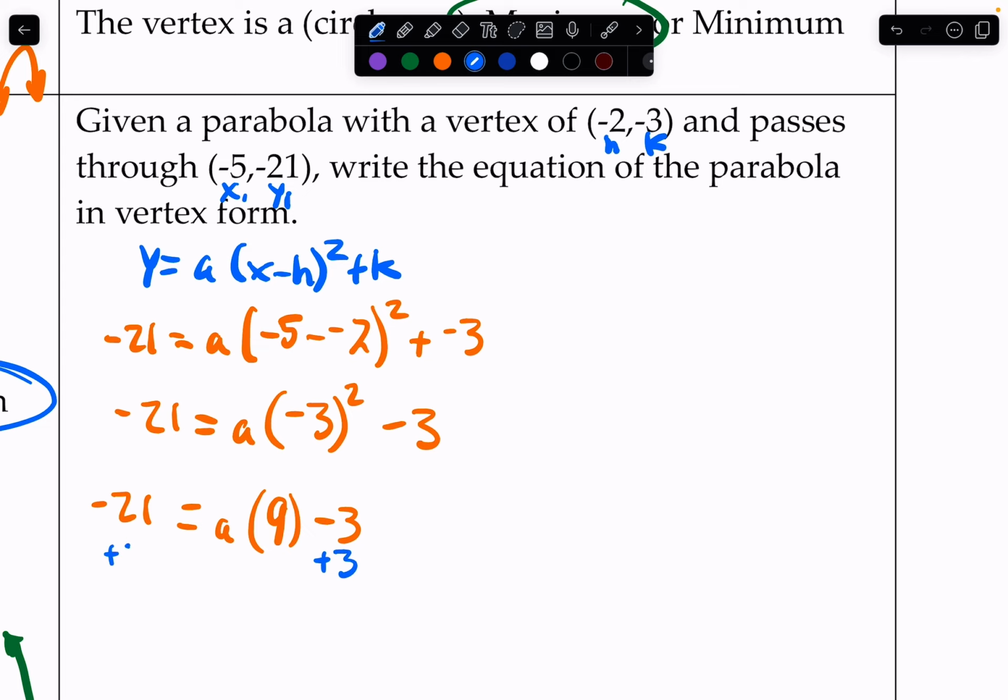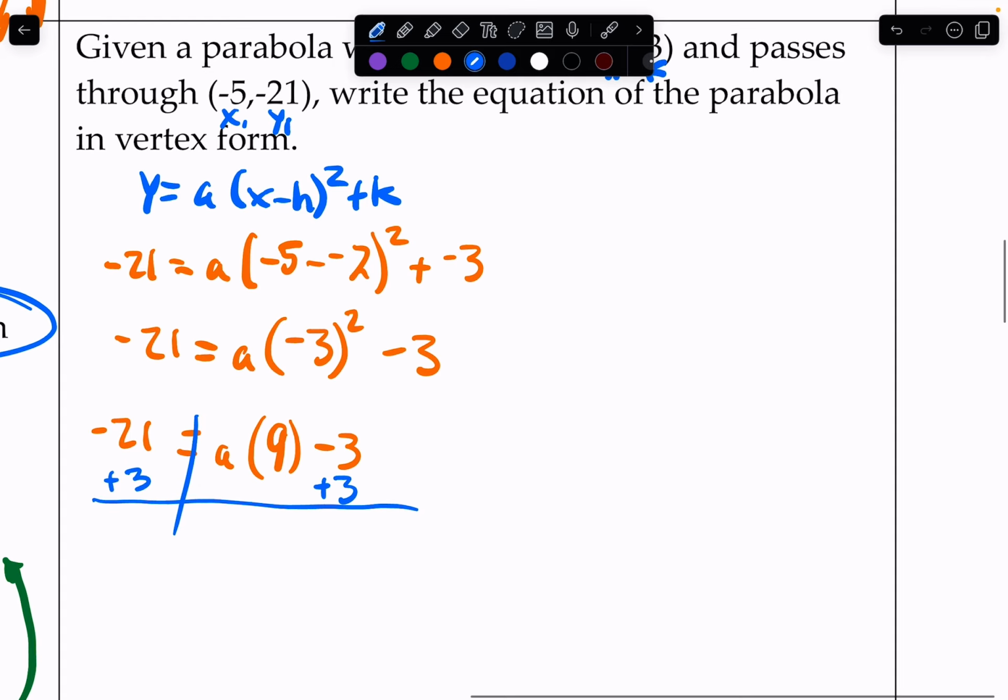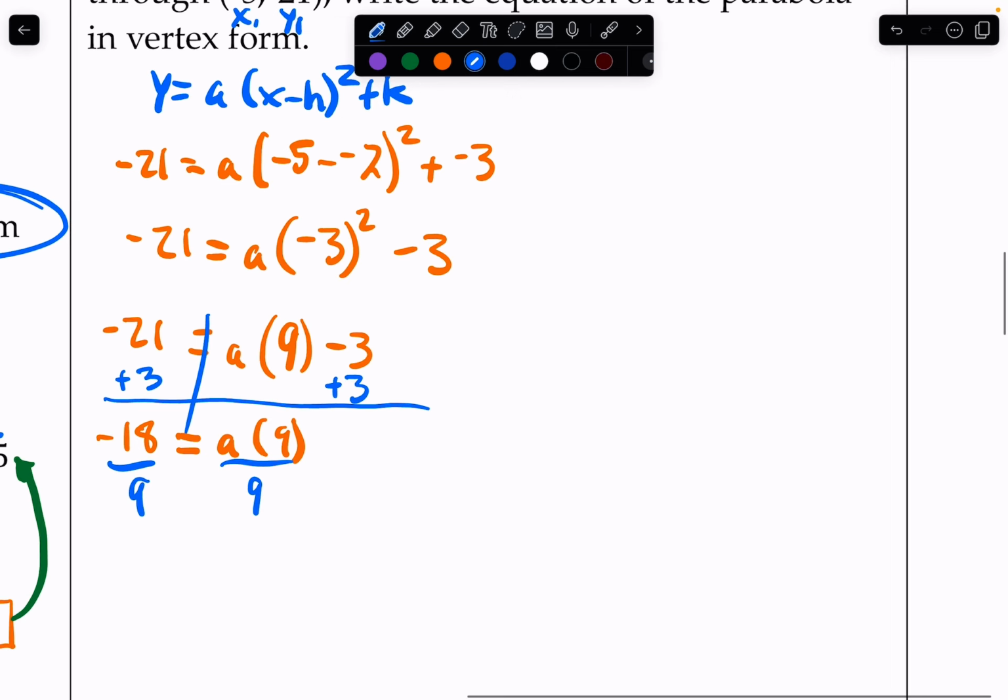No more math really to be done on one side of the equation. We're going to have to start moving stuff around. So I'm going to add 3 to both sides. Negative 21 plus 3 is negative 18. That equals a times 9. So what times 9 equals negative 18? Well, I can divide by 9, or I might just know that that's negative 2. So negative 2 equals a. And here's what we're going to do with that information.